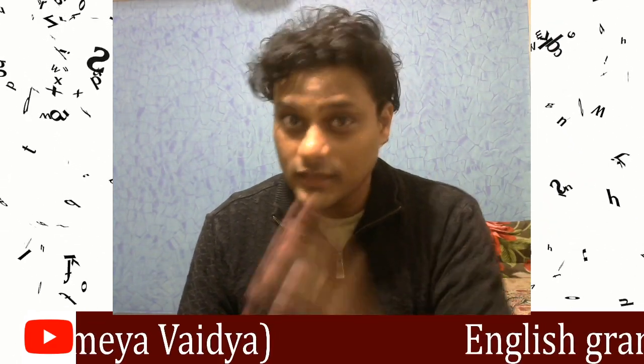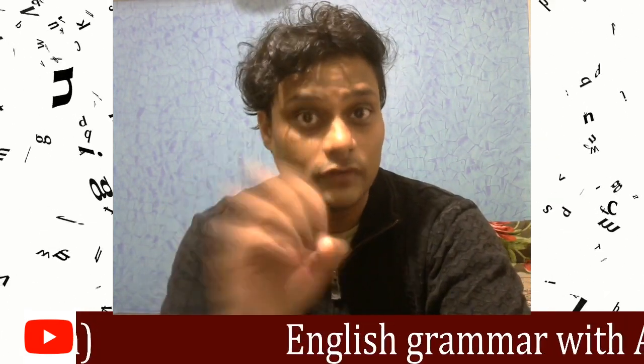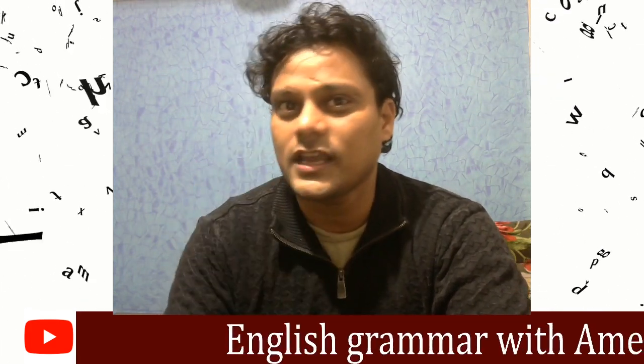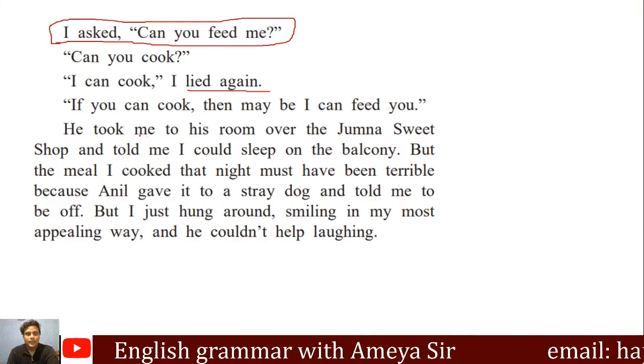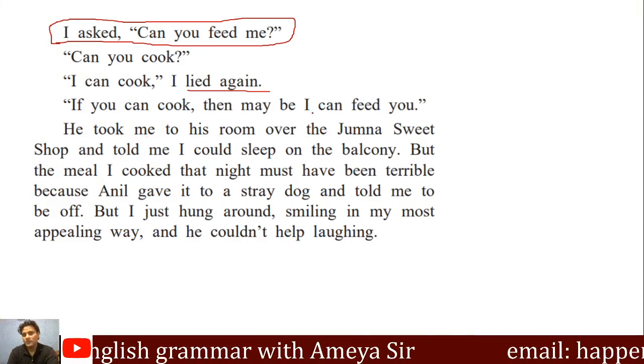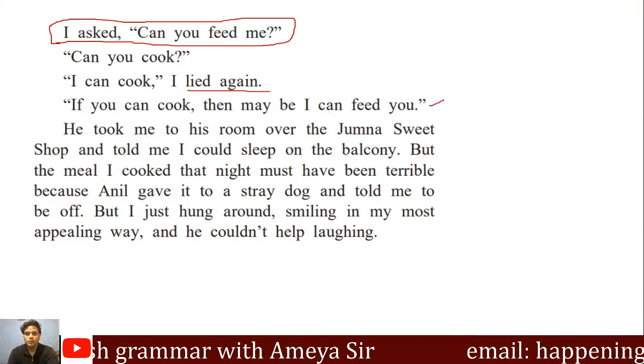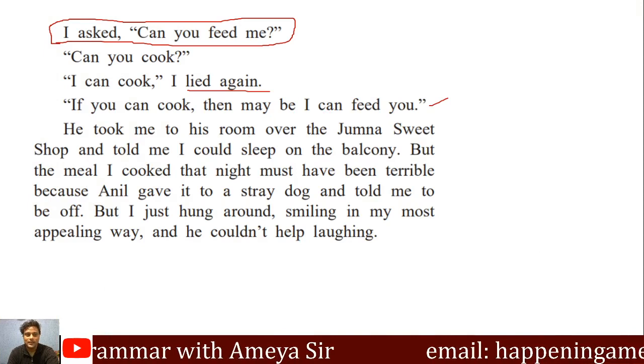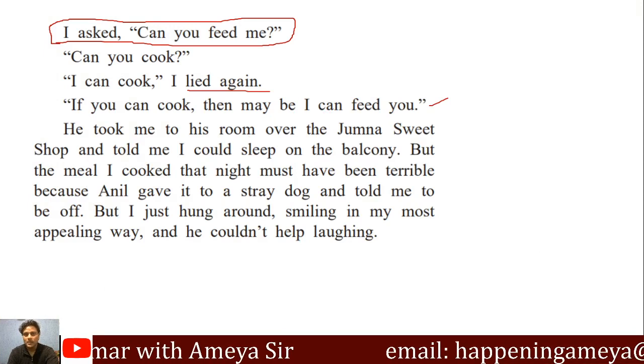This is his second lie. And so the writer says, I lied again. That's the writer's consistency. That's why you have to appreciate the writers. Beautifully written. That keeps you involved in the story. So this is his second lie, guys. I can cook, he says. Okay. If you can cook, then maybe I can feed you. Anil has also given a very nice reply here. He says, boy, if you can cook, then maybe I can feed you.